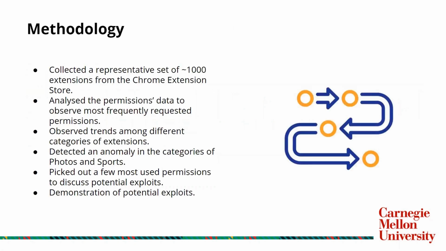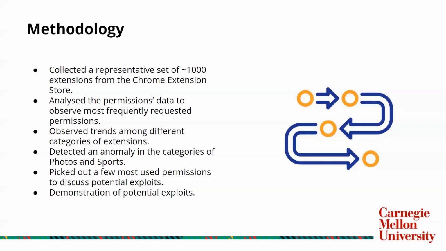So these are the steps that consisted of our methodology. We initially collected a representative set of more than 1,000 extensions from the Chrome extension store. We say that this is representative because we tried to keep a similar number of extensions from each of the 12 categories. We then analyzed the permissions data from each of these categories to observe which ones are the most frequently requested permissions.